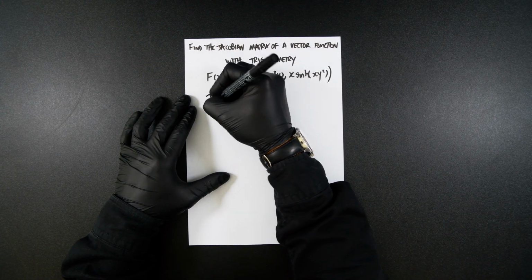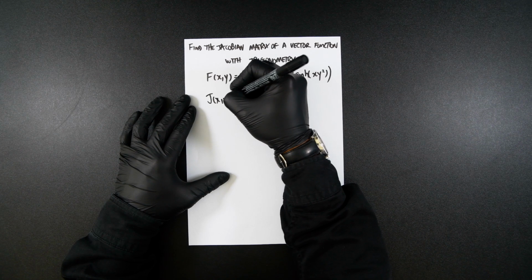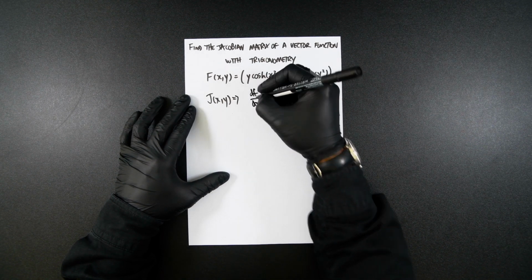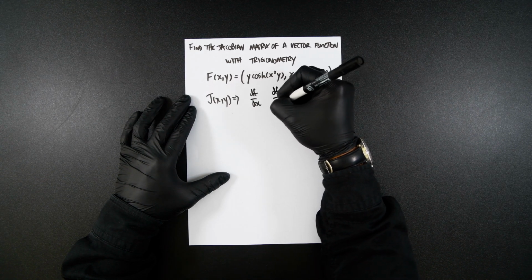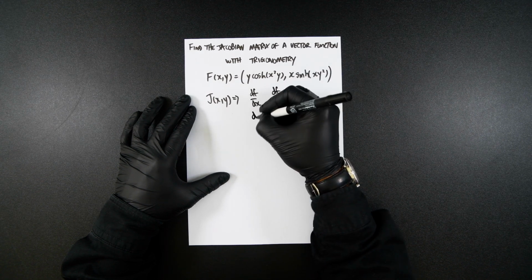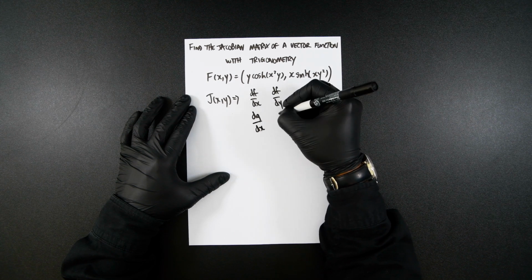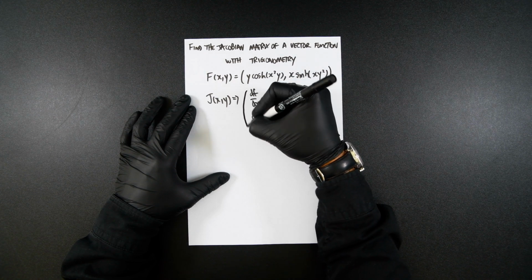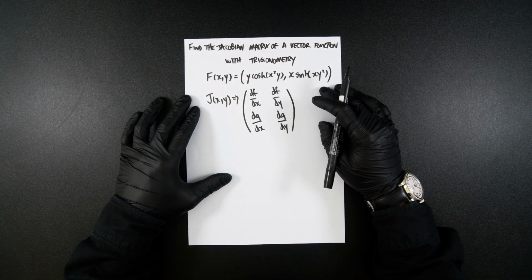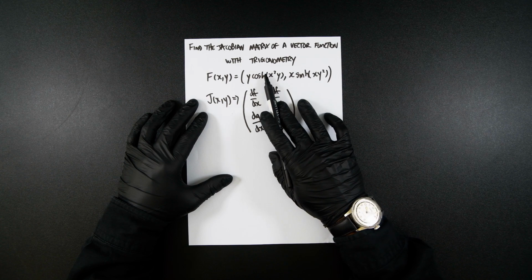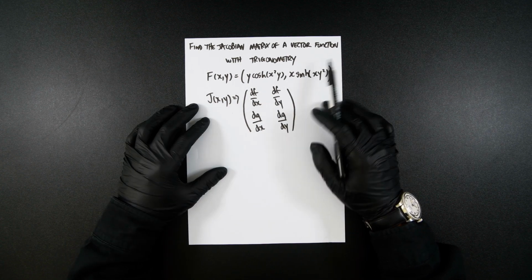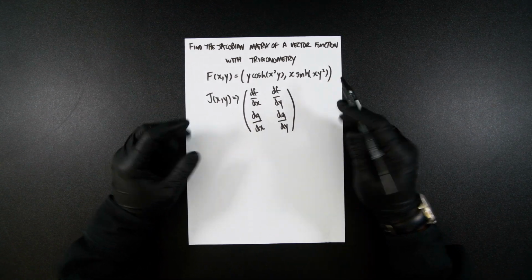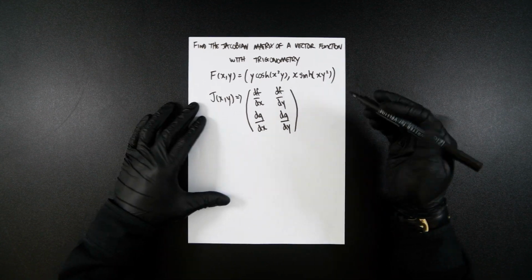So it would be J(x,y), which would be df over dx, df over dy, dg over dx, dg over dy. That there is the Jacobian matrix. What is f and g? f is this, g is this. You could put p, q, r, it doesn't really matter. It's just an arbitrary value that you're assigning so you can keep track of everything that you're doing.